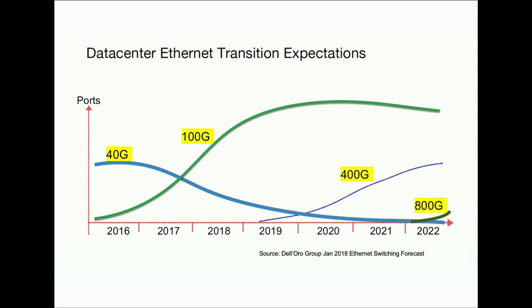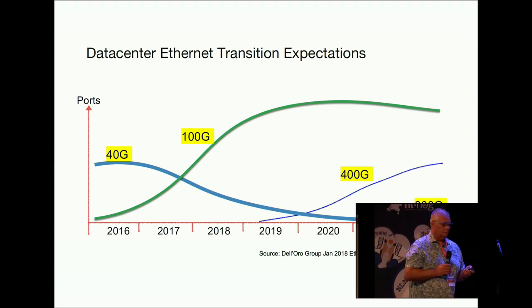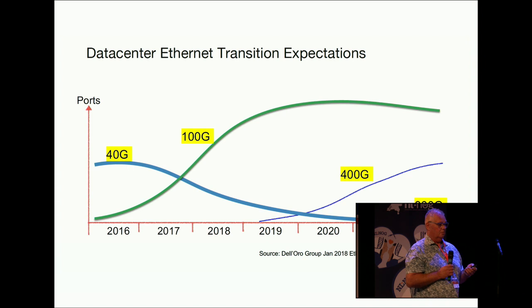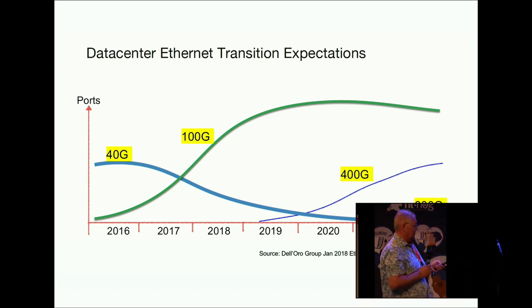Same with 800 gig. With 800 gig, the current OSFP standard will allow potentially 800 gig E transmission, but those are not yet set.